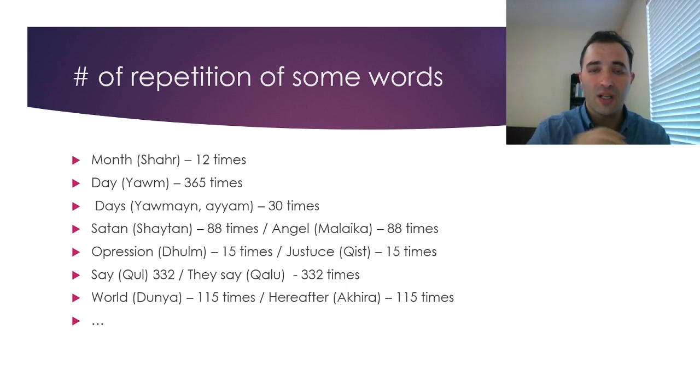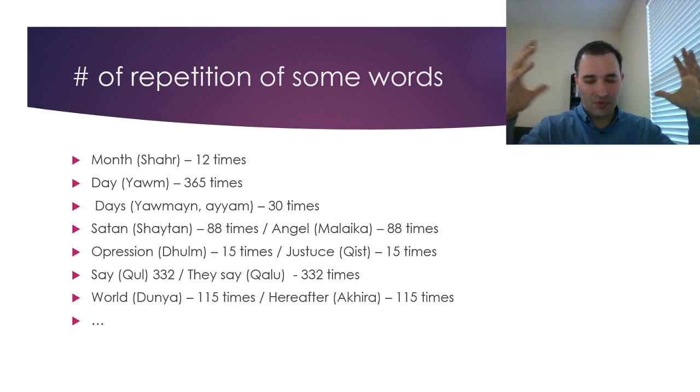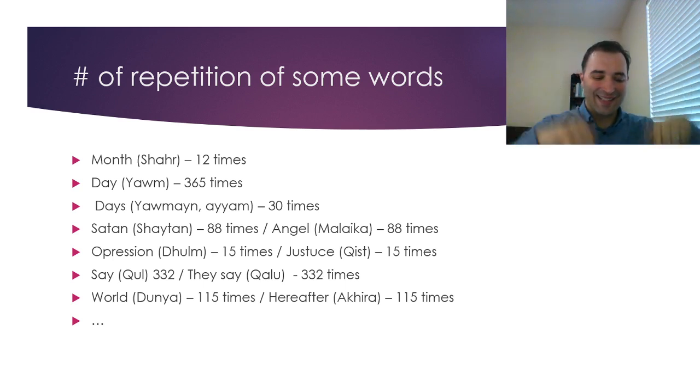The word oppression, dhulm, has been repeated 15 times, and the opposite, justice, qist, is repeated 15 times in the Quran. The word say: in the Quran there are a lot of verses that start with say, meaning that, supposedly, according to the Quran, God tells Muhammad to say something to others. For example, it starts, say, O people, follow me. So that word, qul, has been repeated 332 times in the Quran.